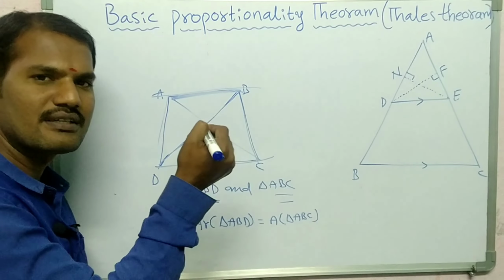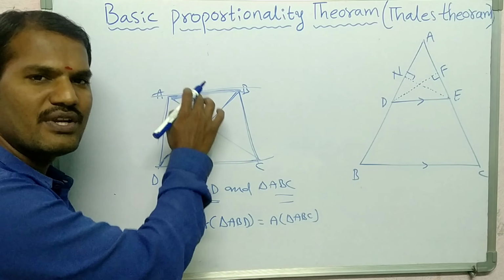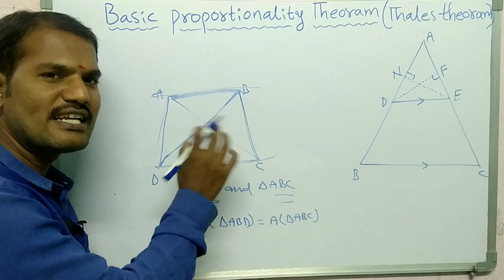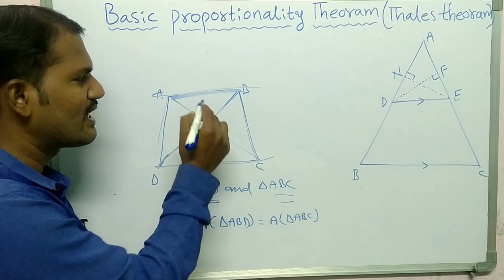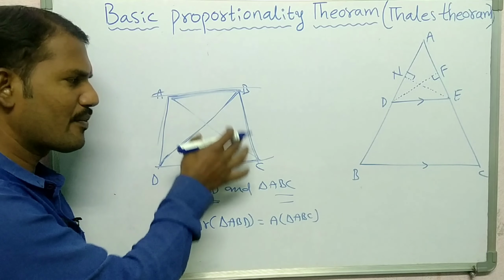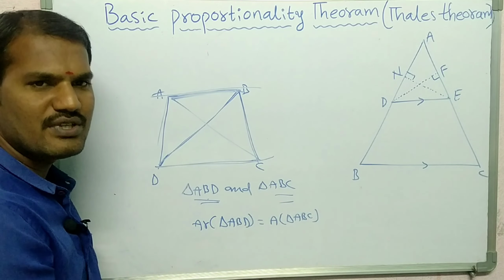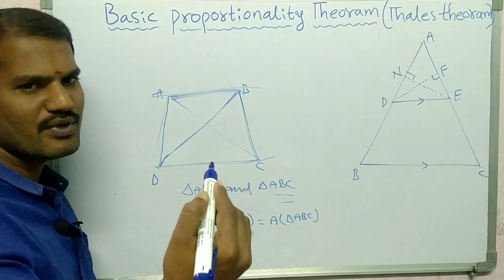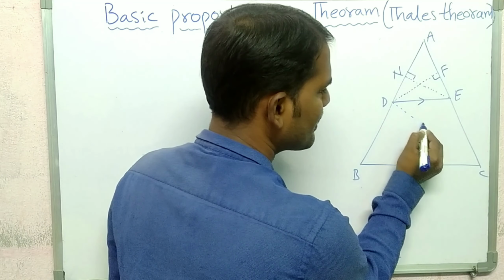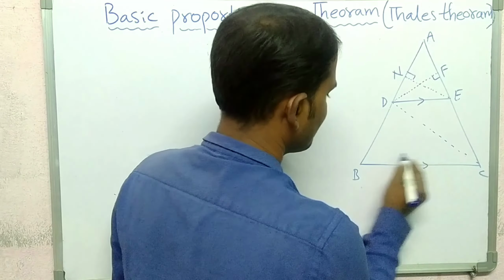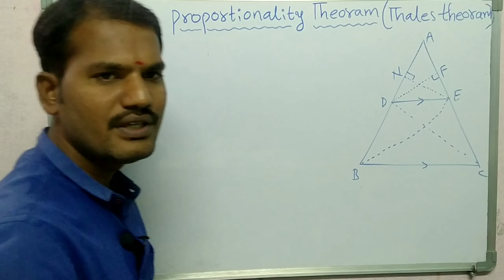We already discussed this in the previous class, in 9th class: two triangles between two parallels and on the same base. So then we say area of triangle ABD equals area of triangle ABC. We discussed this last year, I am reminding you again. Drawing, construction, and joining here DC and BE, DC and BE.